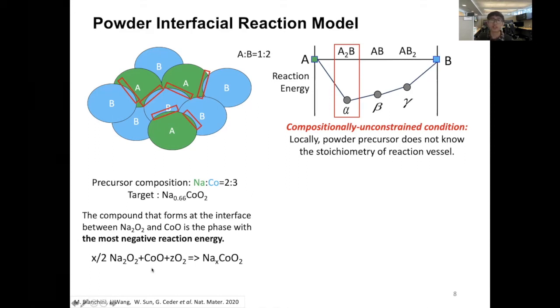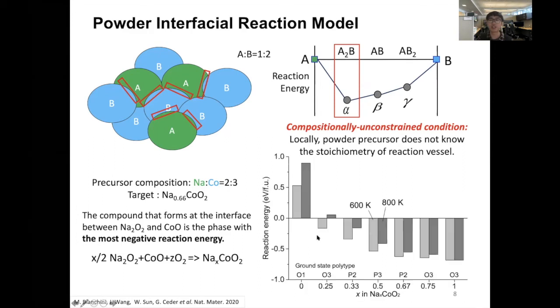According to this reaction equation between sodium peroxide and cobalt oxide, we calculated the reaction energies and plotted them as a function of sodium content X. At each value of X, reaction energies are calculated at both 600 and 800 K. Under this condition, the fully sodiated sodium 1 cobalt oxide always has the most negative reaction energy, therefore the largest driving force to form. Besides, the ground state polymorph at sodium 1, if you remember, is the O3 phase. Therefore, the O3 phase forms first in the reaction.